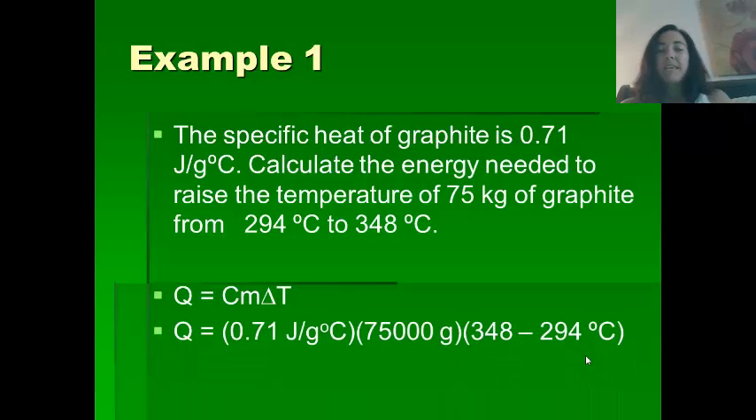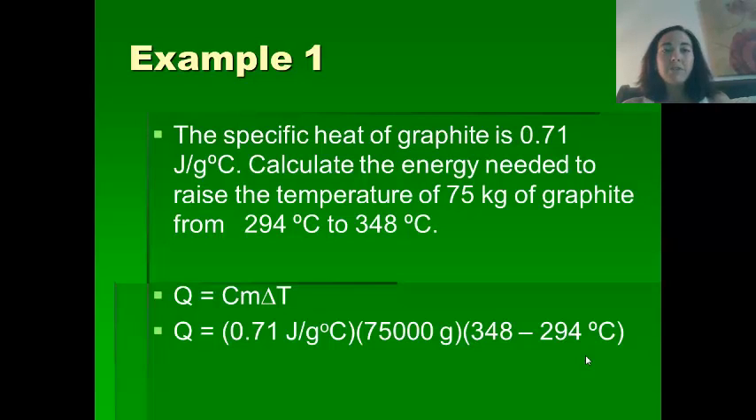The specific heat is the 0.71 number. Include all of those units because they're going to help us cancel out later. I had 75 kilograms of graphite, but remember I needed it in grams, so multiply by 1,000 to convert kilograms to grams. Plug that in. And then for my delta T, remember delta means change in. So I took the final temperature, 348 degrees, and I subtracted the initial, which is 294.